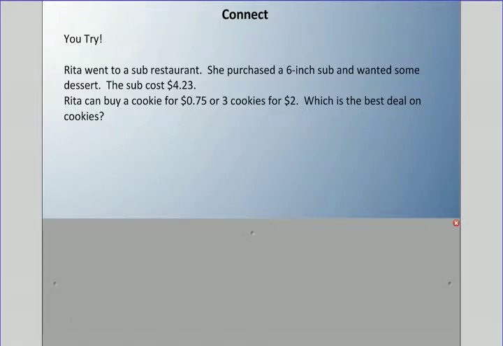Okay, well, one cookie is 75 cents. But for the deal of $2 for 3 cookies, I need to know how much is one cookie. So in a sense, I'm going to have to do 2 divided by 3, that's $2 divided by 3. I'm not going to be able to do that very easily. You will learn to do that later on in your higher grades. But let's change it to cents, and then we can do it a little bit easier. So 200 divided by 3.